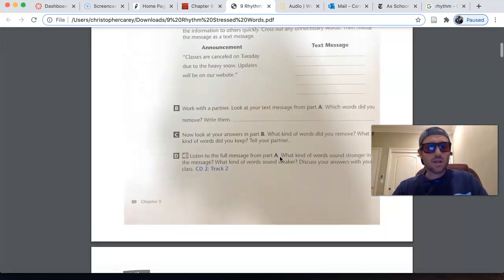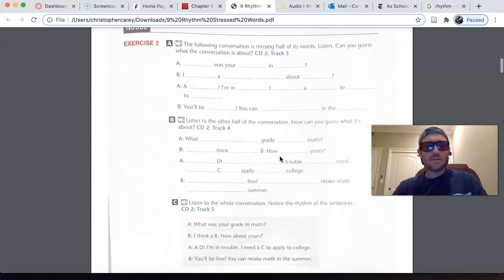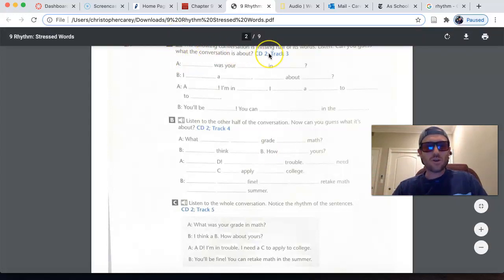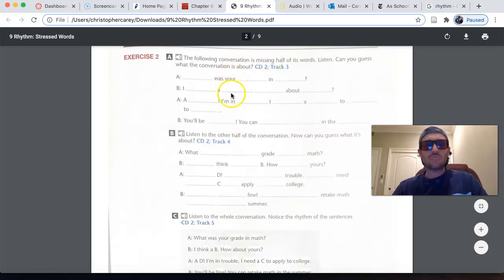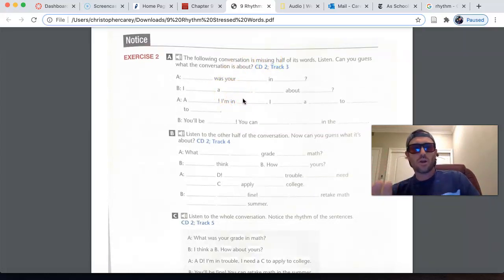Let's go ahead and move on to the next page, 69. We're going to continue our warm-up here. We're going to make this a long warm-up. Thank you for being patient. For exercise 2, the following conversation is missing half of its words. Now I want you to take a look at part A of exercise 2. Can you guess what the conversation is about just based on the words that appear? Take a look.